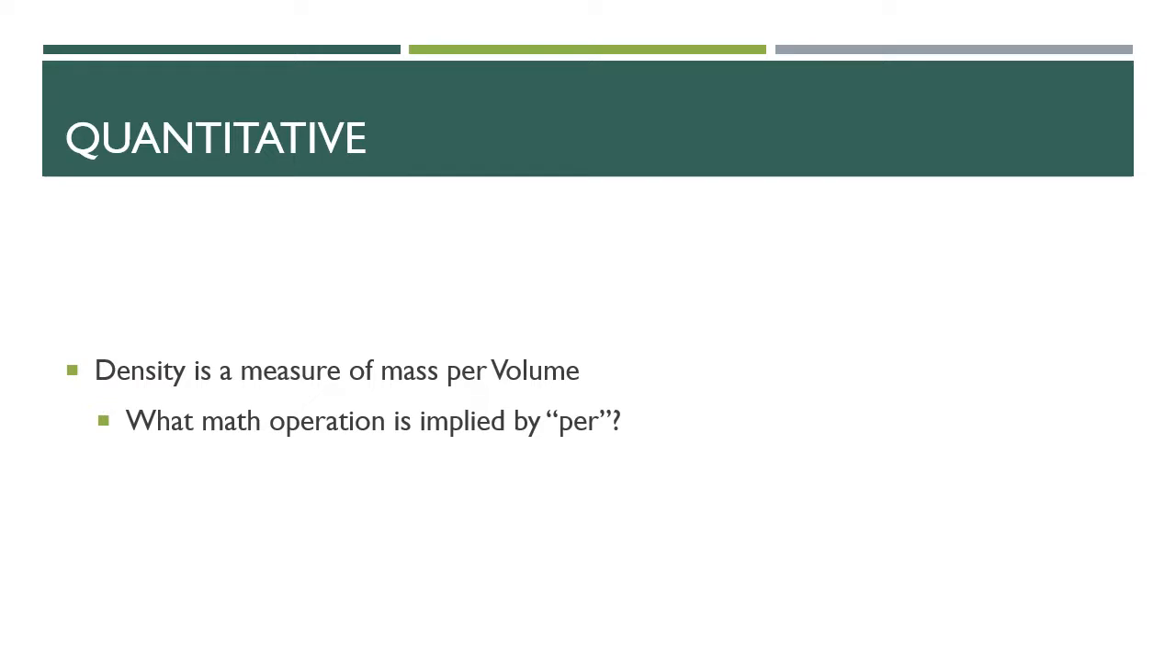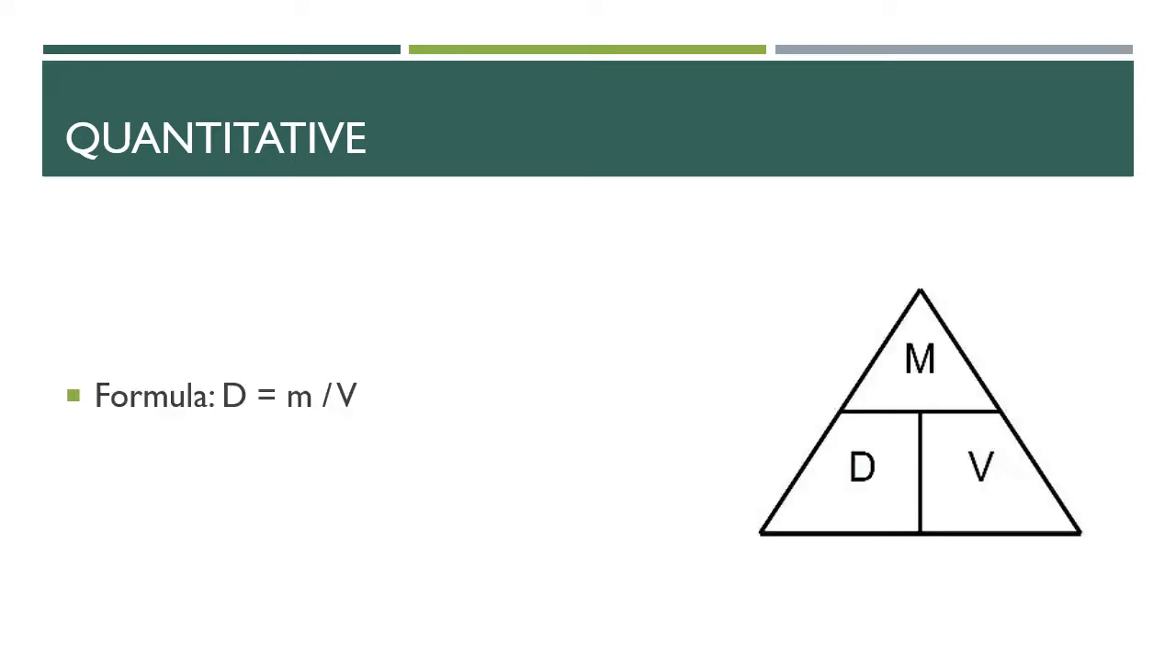We can also discuss density quantitatively. Density is a measure of the amount of mass per volume. So before I reveal the formula, consider what math operation is implied by the word per. The formula for density is density, represented by a capital D, equals mass divided by volume. Mass is represented by a lowercase m and volume by a capital V. Per implies division, so we'll be taking the mass and dividing it by the volume to find density.